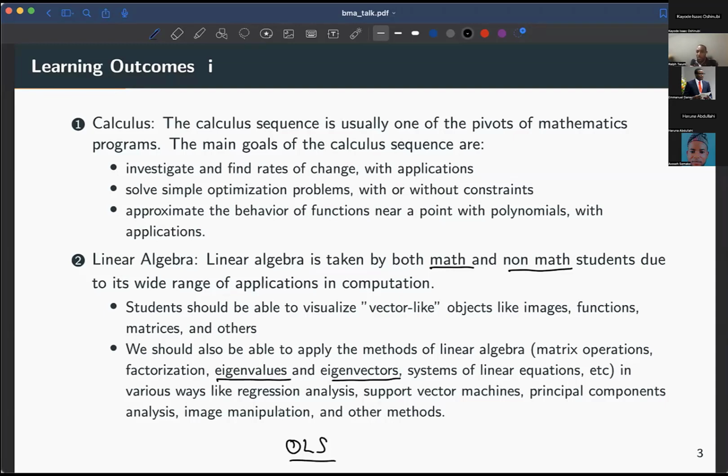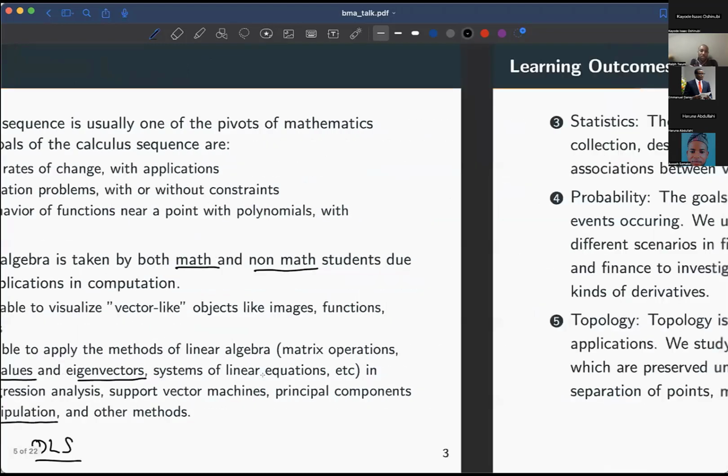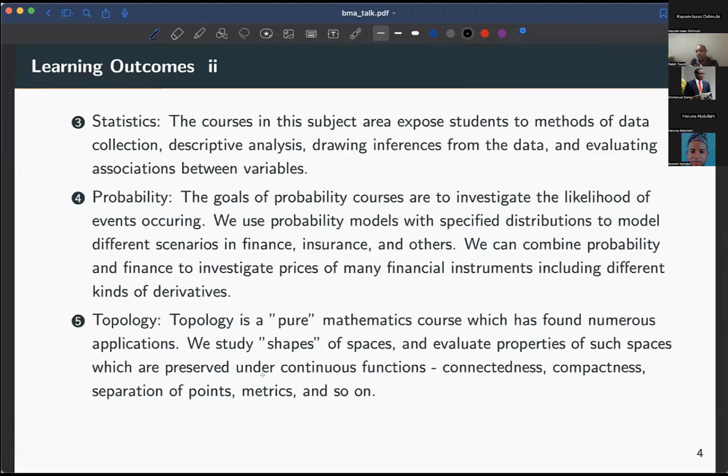And then from there, you look at other machine learning methods like support vector machines or principal components analysis, or matrix methods in terms of manipulation of images, filtering, and so on. So this is a very, very important course. And for linear algebra, if you're in any mathematics program as an undergraduate or even as a graduate, you usually will take it.